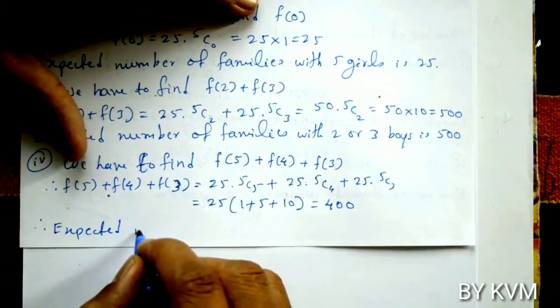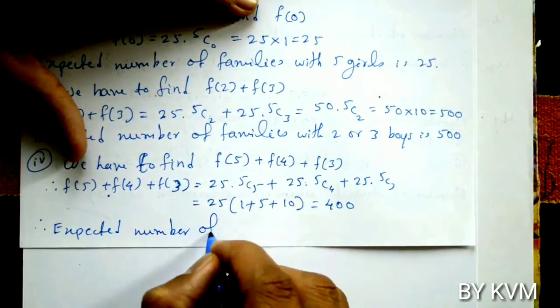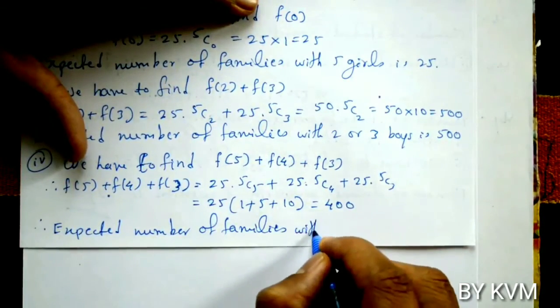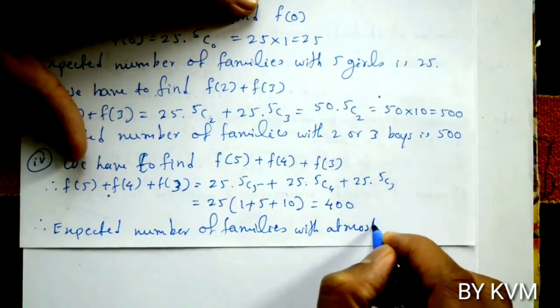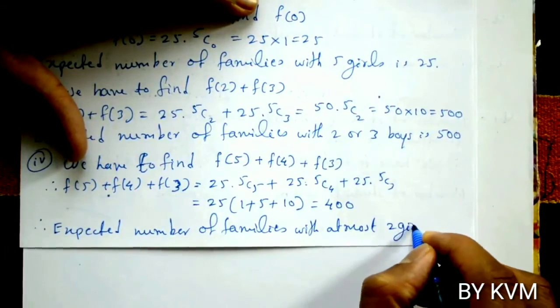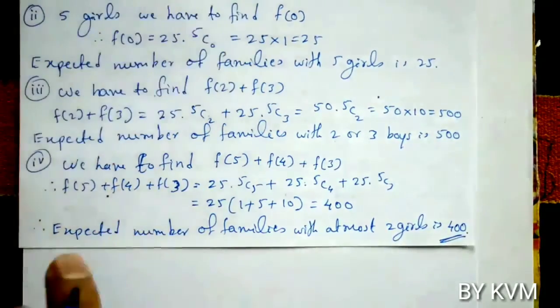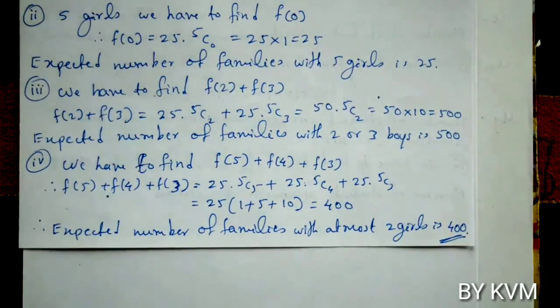So, I am repeating again, at most 2 girls means there can be 0 girls, 1 girl, or 2 girls. 0 girls means 5 boys, so we have taken f of 5, 1 girl means 4 boys, we have taken f of 4, 2 girls means 3 boys, so we have taken f of 3. So, we have to add all the 3 cases, f of 5 plus f of 4 plus f of 3, and we are getting 400. So, the expected number of families with at most 2 girls is 400. So, the fourth case is very important. You have to be very careful while calculating.